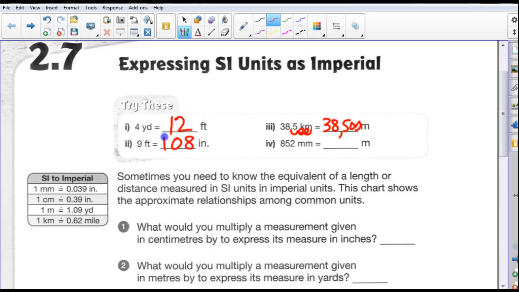So we end up with 38,500 meters. Now we're going to go from a smaller unit to a larger unit. We have 852. We can put a decimal point there. We can say 0.0 millimeters into meters. We know that there's going to be fewer meters than millimeters. We're going from a smaller unit to a larger unit, which means that we're going to be moving the decimal point to the left. We know that there's 1,000 millimeters in 1 meter, so we're going to be moving it 3 places to the left. 1, 2, 3. Put the decimal point there. So then we can say that 852 millimeters is the same as 0.852 meters. Okay?